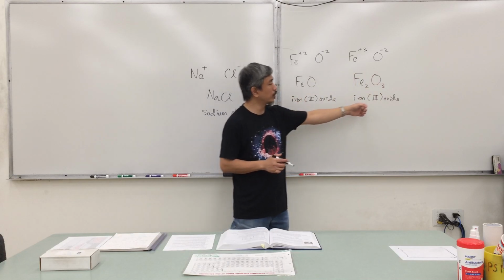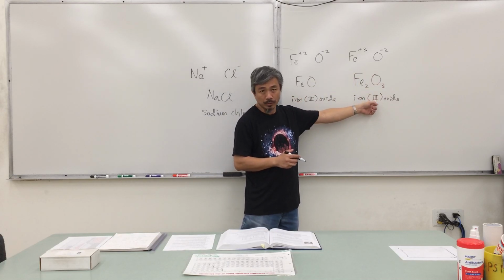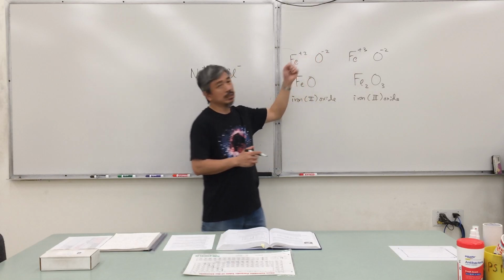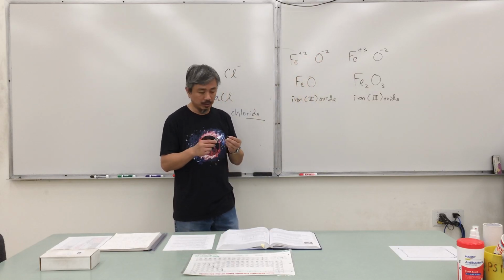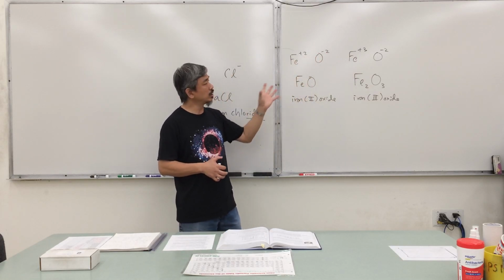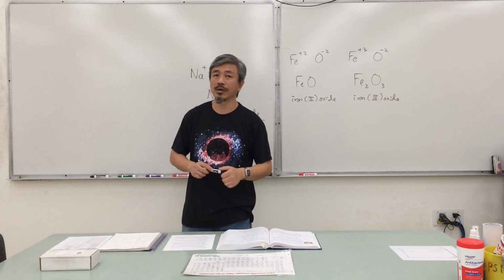So again, make sure you recognize the fact that this Roman numeral refers to the charge on the ions themselves. So that's going to be something you need to keep in mind. So that's the second type, type 2 binary ionic compounds.